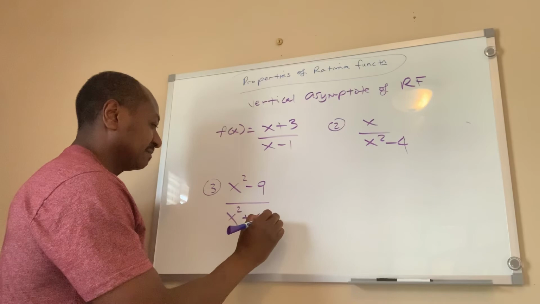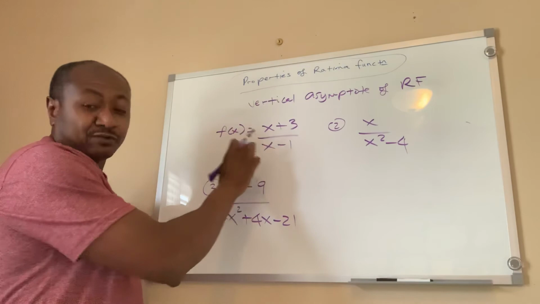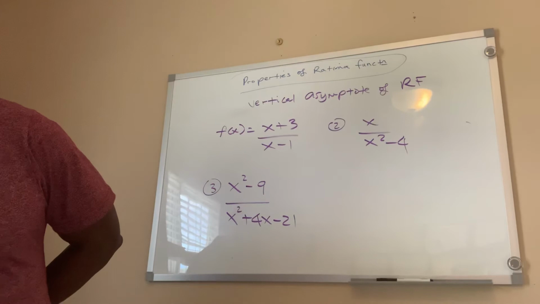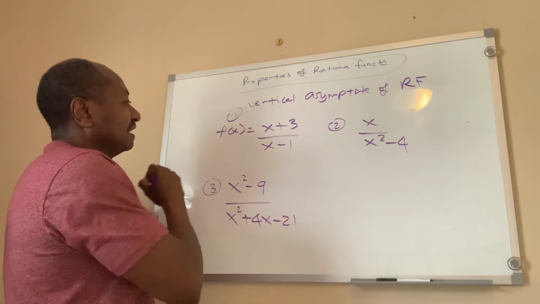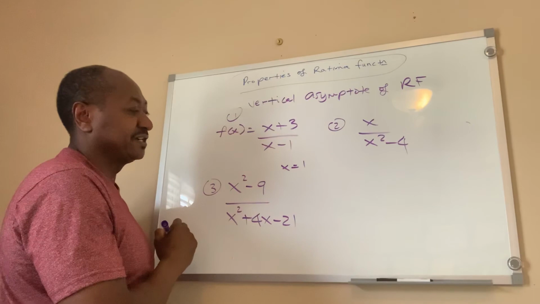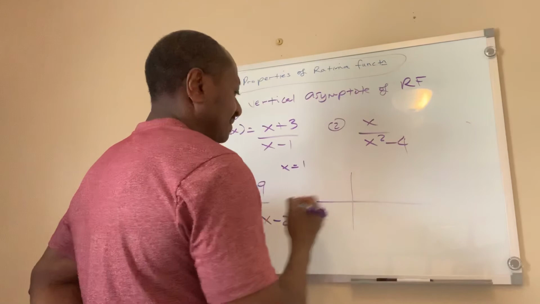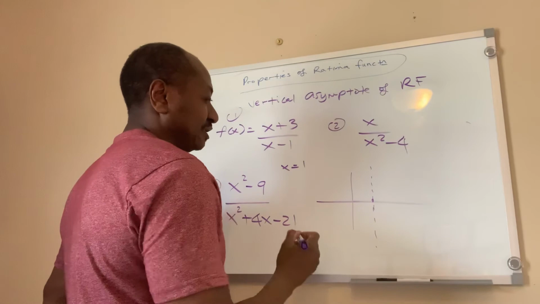To find the vertical asymptote here is, like I said, the same as finding the domain of this function. For the first example, the vertical asymptote is what? x equals 1. Meaning that if I have my normal line here, x equals 1 is here. My vertical asymptote is this line. So if I have any function, it's going to look like this.